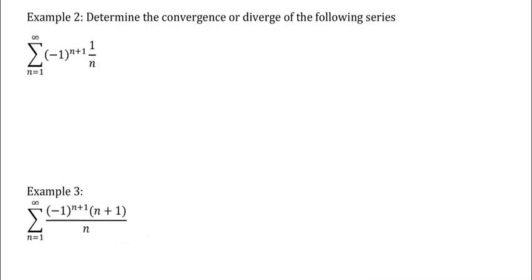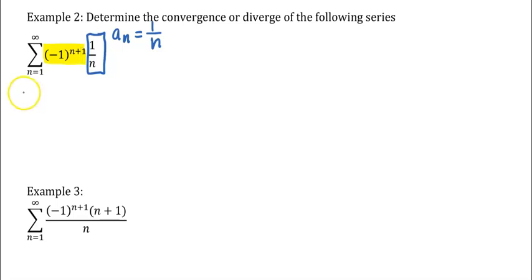In example 2, I am again going to try to use the alternating series test. This is already set up to look like an alternating series. The sequence a sub n is 1 over n. So just as a reminder, I see the -1 with the exponent that will alternate signs. Everything else in the series is a sub n.